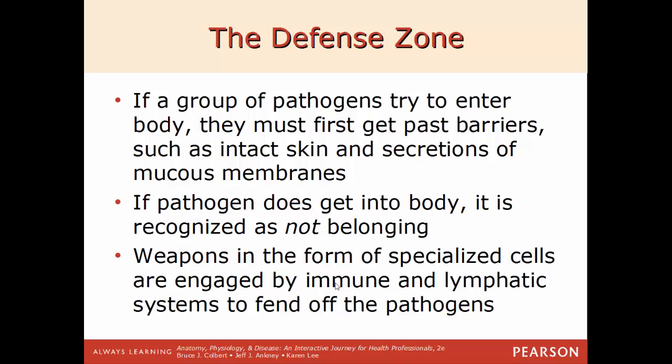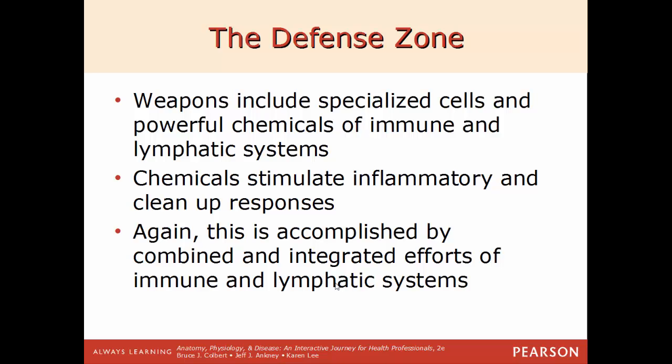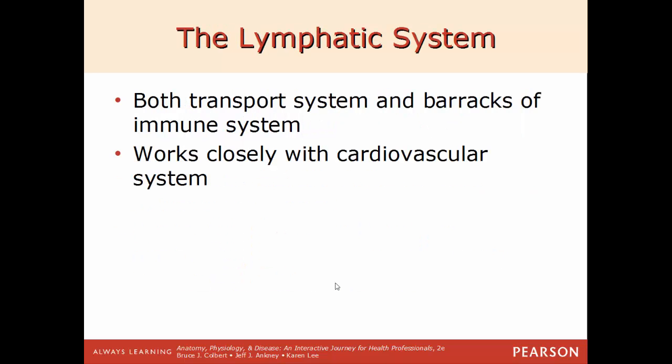Various weapons in the form of specialized cells are engaged by the lymphatic system and the immune system to fend off such pathogens. These weapons include not only specialized cells, but powerful chemicals of the immune and lymphatic system. Now, these chemicals can stimulate the inflammatory response and also the cleanup response. So this is a combined and integrated effort of the immune and the lymphatic systems. Alright, we'll start with the lymphatic system.